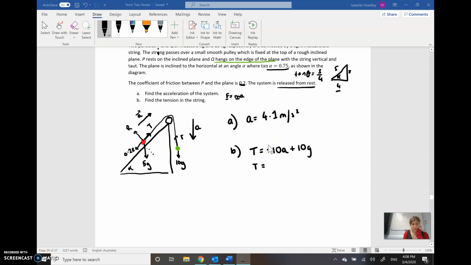All right, so to finish off, we are asked to find the tension in the string. So I'm going to go back. I've written there part A, 4.1 meters per second squared. B, tension. This is the tension that we found with respect to Q, so negative 10a plus 10g. Now if I sub in a, I get negative 10 times 4.1 plus 10 times 9.8. And overall, that gives me a tension of 57 newtons.